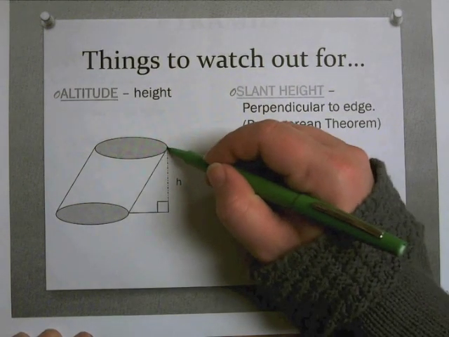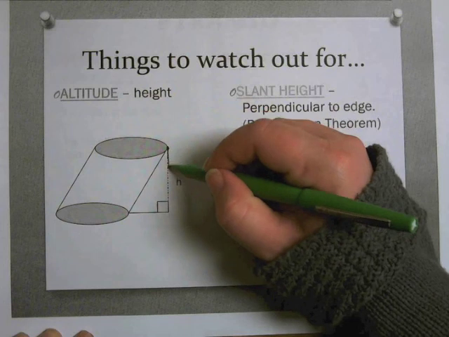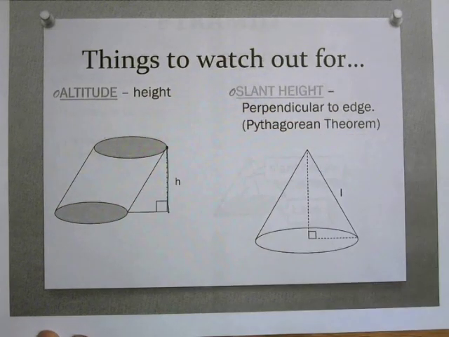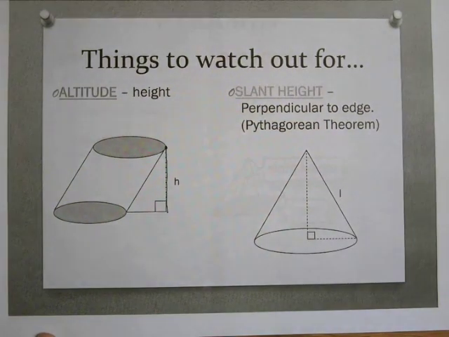So what we do is we still take the very top of the figure and drop a perpendicular. In this case, the perpendicular is not inside of the figure, it's on the outside. But that's still considered our height.